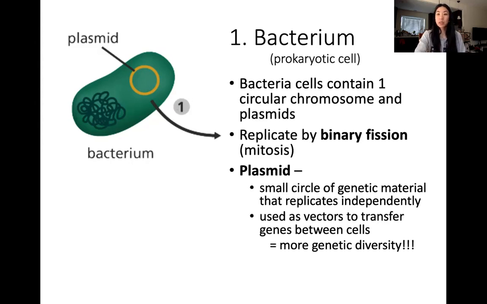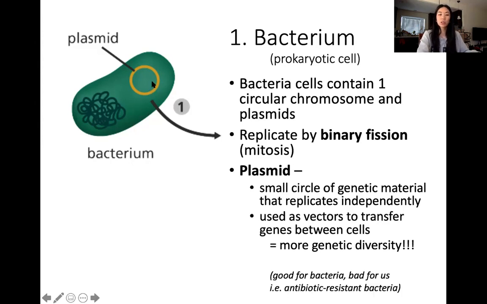And this is good because it allows for more genetic diversity within bacterial cells. Because they reproduce through binary fission, they're all going to be the same. And you don't want things to always be the same, because if a disease comes or something comes, it wipes you all out. So that's not good. But with these plasmids, it gives bacteria a little bit more diversity. So it's good for them, but bad for us, because this is one reason why we have antibiotic resistant bacteria.